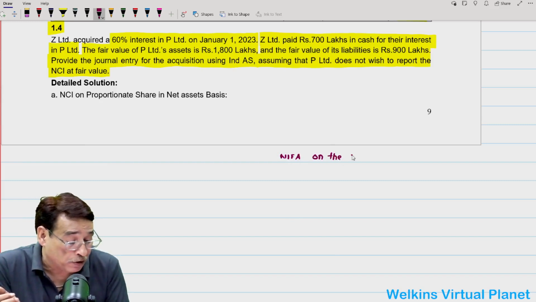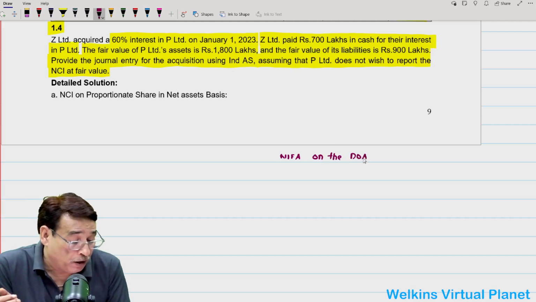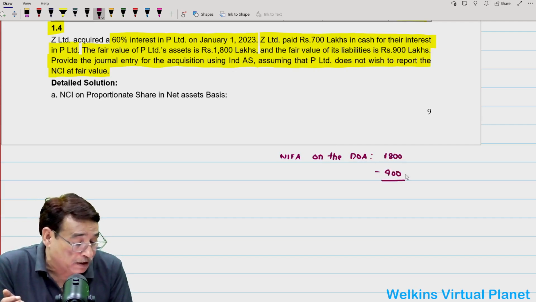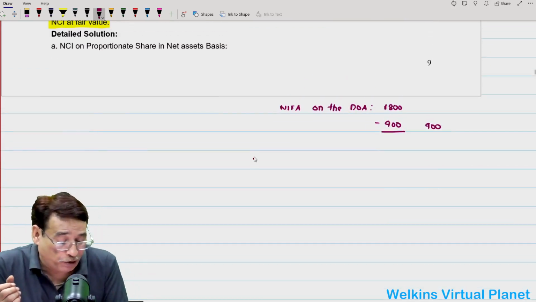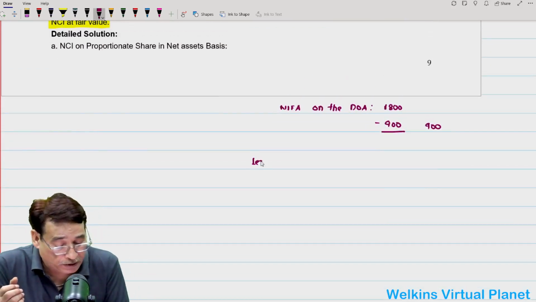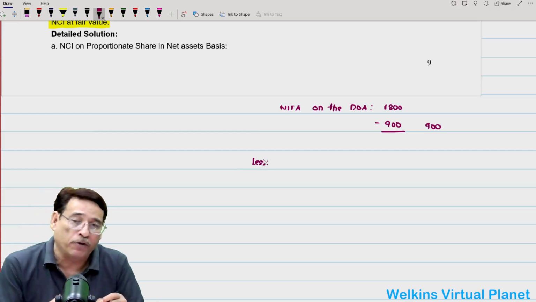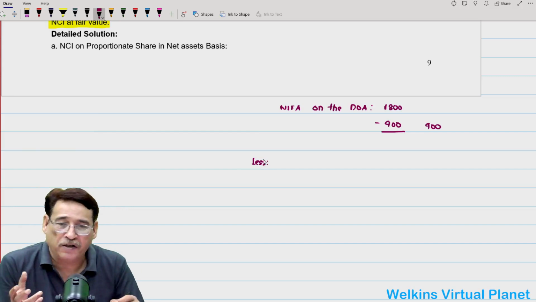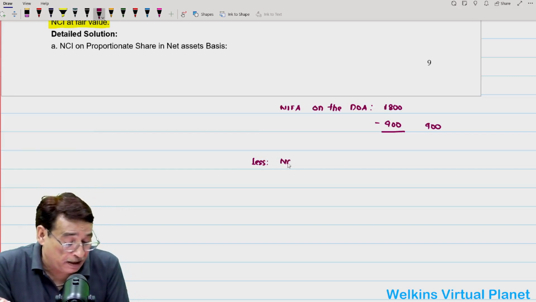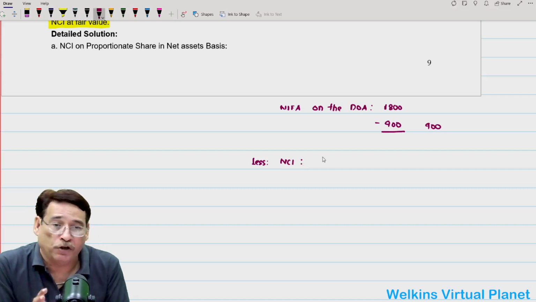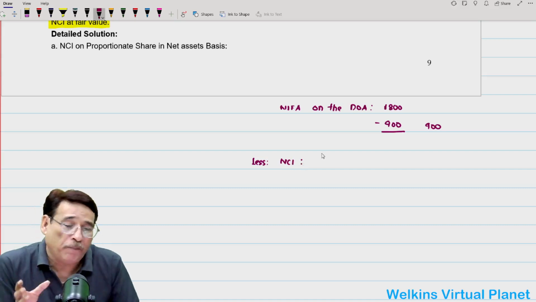On the date of acquisition, in order to find out net assets, we have seen that fair value of asset is 1,800, fair value of liability is 900. So net identifiable asset must be equal to 900. The next step should be to subtract your NCI share. Now because in this question we have to follow the PSNA approach, as the entity is not interested in reflecting NCI at fair value, I will compute NCI on proportionate share of net assets basis. So what will be the proportion of NCI?